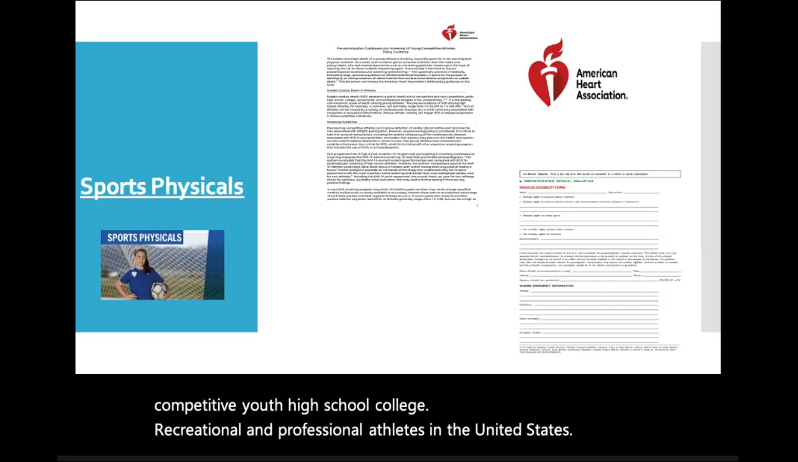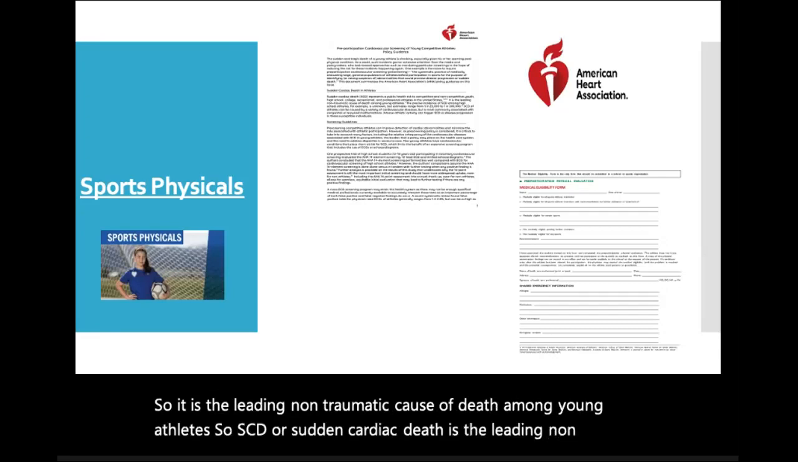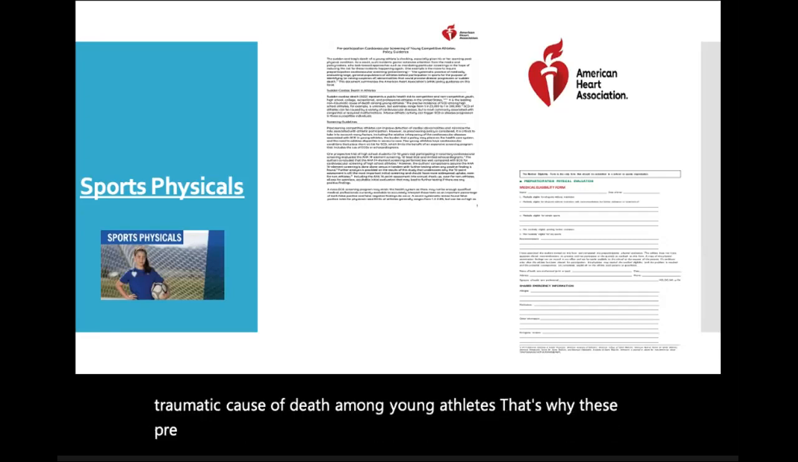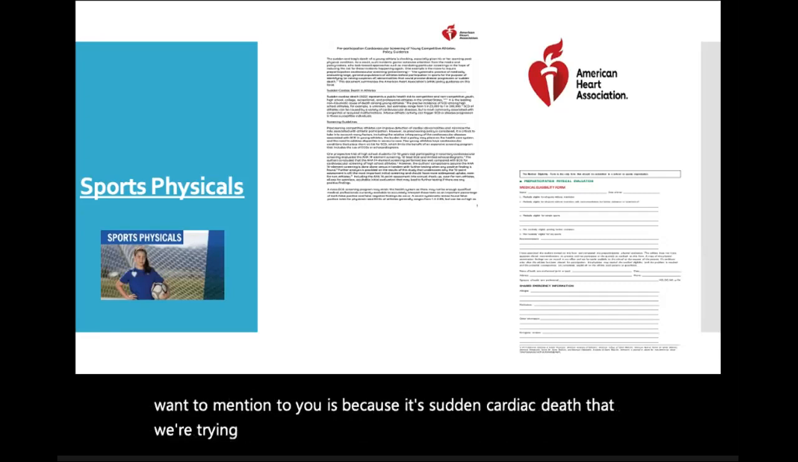So it is the leading non-traumatic cause of death among young athletes. So SCD, or sudden cardiac death, is the leading non-traumatic cause of death among young athletes. That's why these pre-screening physicals are so important. And the other big thing I want to mention to you is, because it's sudden cardiac death that we're trying to prevent, one of the things you're doing is your cardiovascular assessment within these physicals.